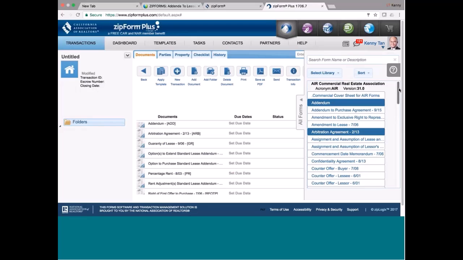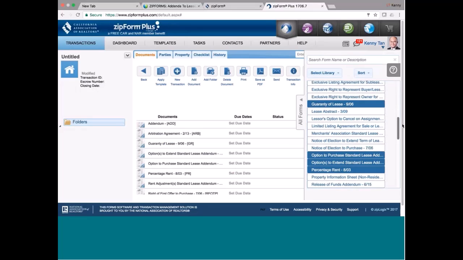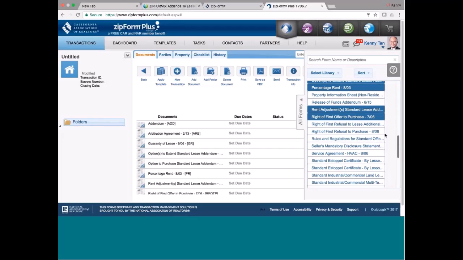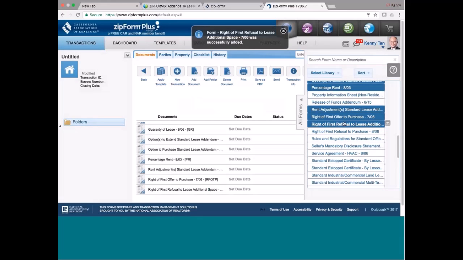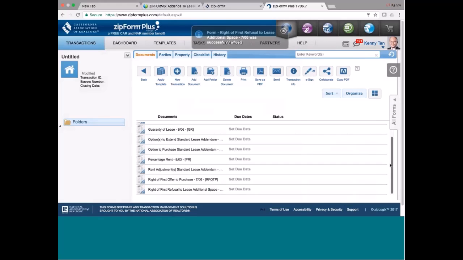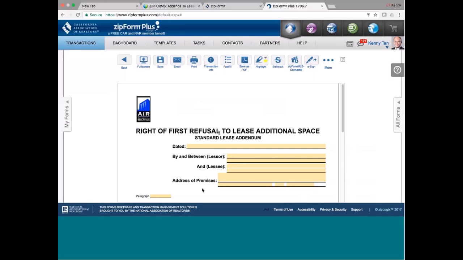99% of the time you don't see this in residential. This is mainly for commercial. Now, with this right-of thing, there are actually several forms, and one form is different from another form. For example, this one here, right of first refusal to lease additional space. And it's also a standard lease addendum.